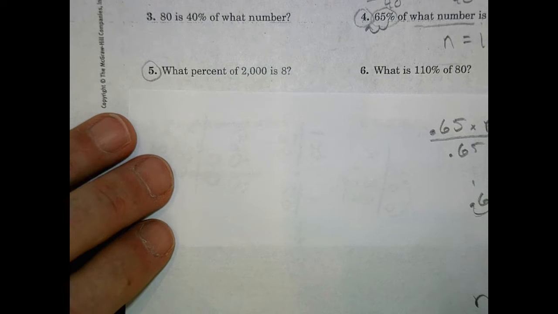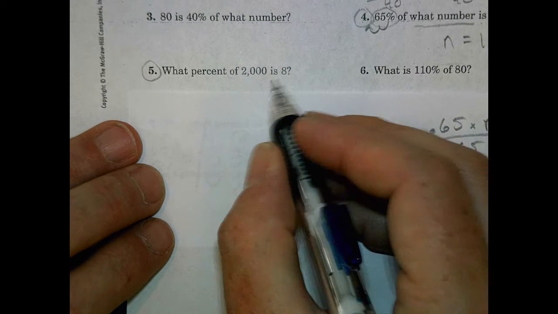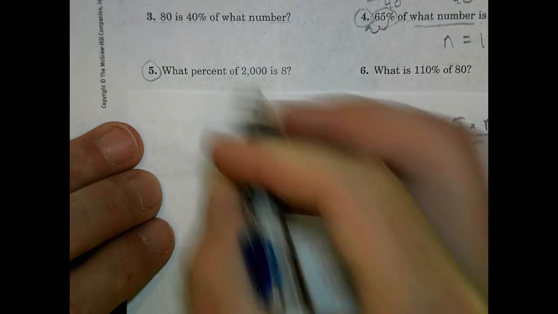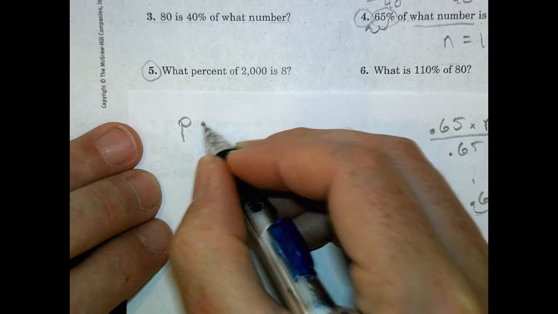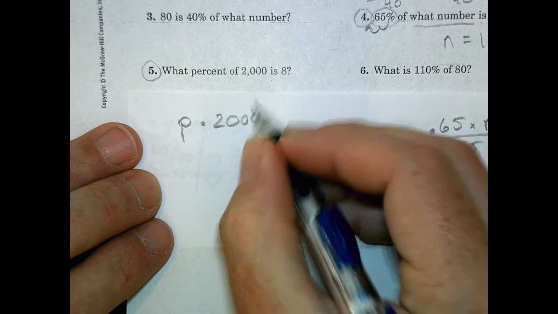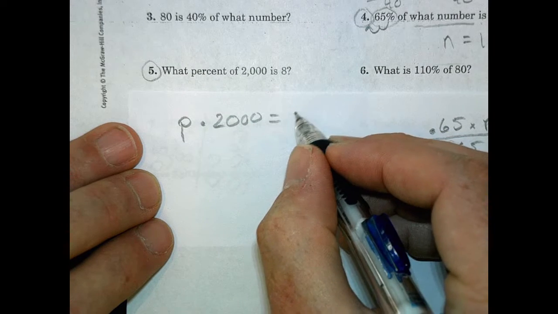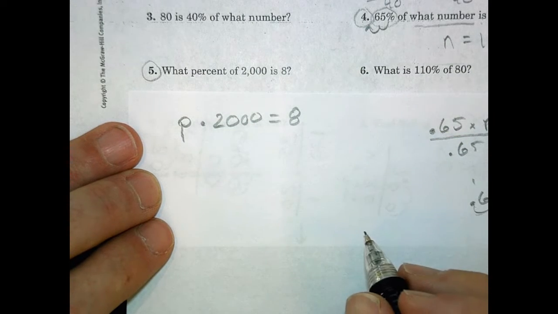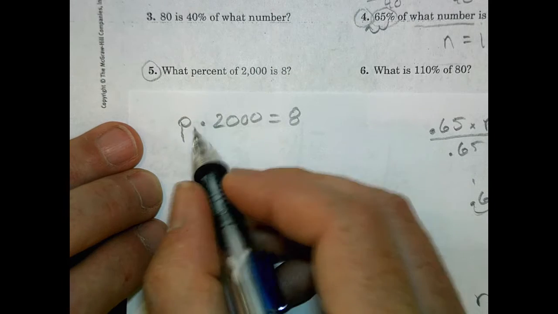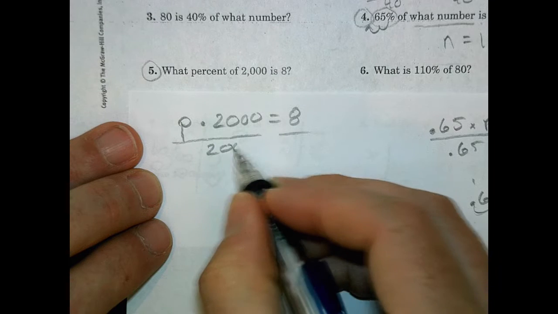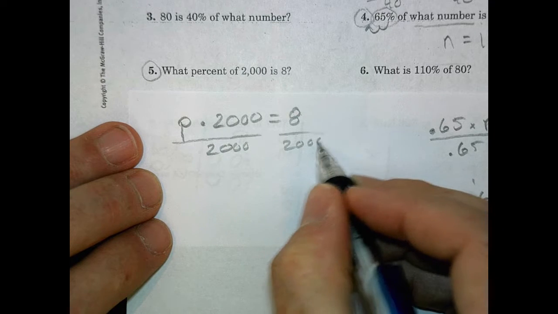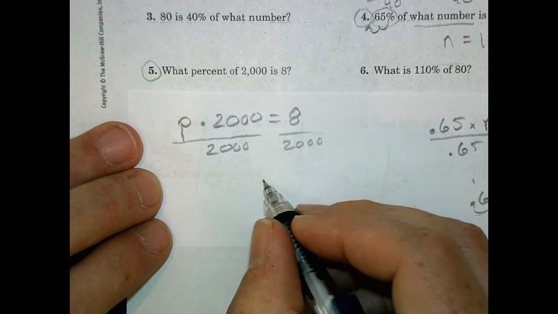So what percent of 2,000 is 8? So what percent? We're looking for percent again, of, so times 2,000, that's my number, is, and 8. That's my equation, how I'd set that up. So to solve that, we divide both sides by 2,000. 8 divided by 2,000. And again, I'll do long division here.